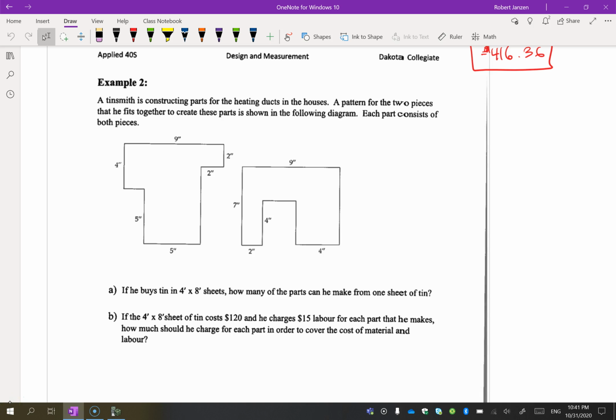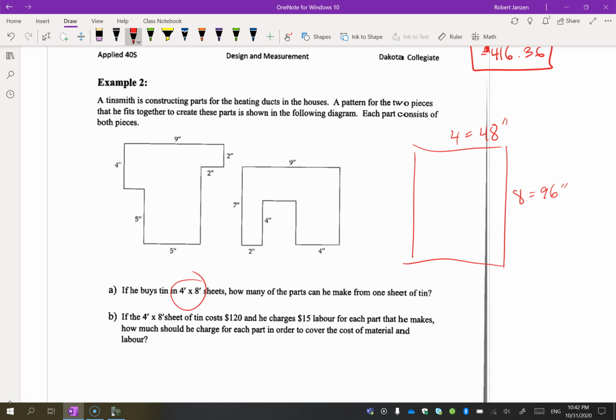Alright, example 2 is a little bit different because you have to understand that there will be wastage here. Some of the tin is going to be wasted. So it says here we need to cut out these 2 pieces, and we're cutting it out of a piece that is 4 by 8. So 4 by 8 means 4 feet by 8 feet. But if you notice here, these measurements are all in inches. So what we need to do is change this to inches. This is going to be 48 inches, and this is going to be 96 inches.